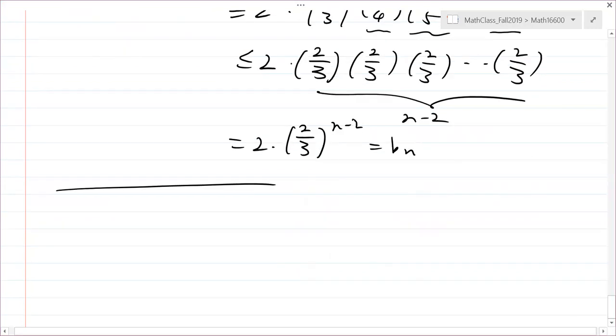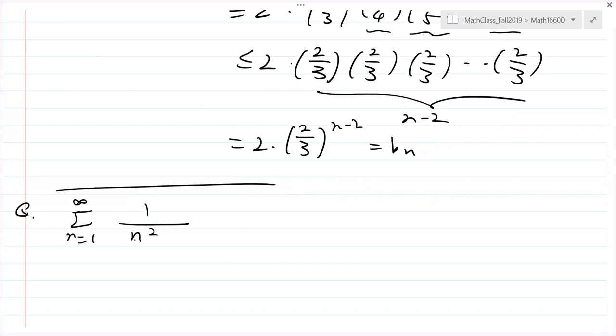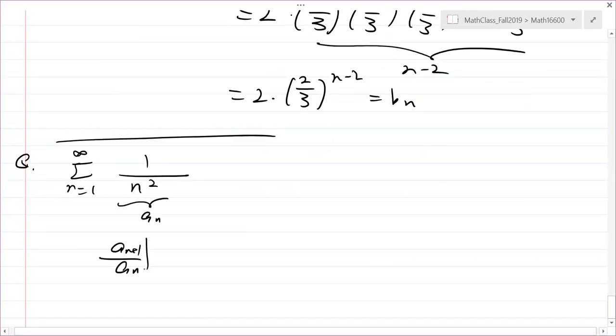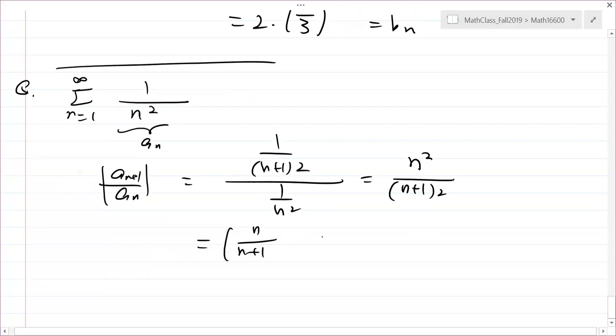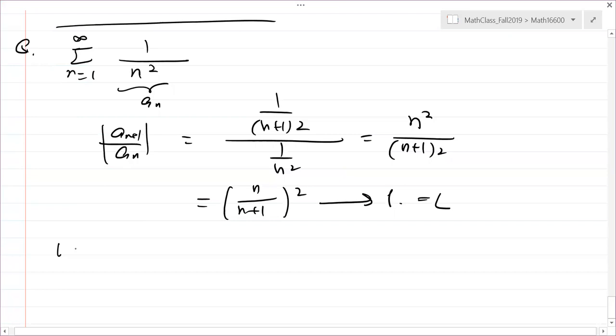But for the ratio test, you get some experience, and the ratio test is not working for the series 1 over n squared. You prove this convergence using the p-series test or the integral test, but you cannot use the ratio test. Why can't you use the ratio test? The ratio is 1 over (n plus 1) squared over 1 over n squared, and after simplifying, this is converging to 1, which is L. If L is 1, you're not able to prove it's convergent or divergent. It's inconclusive by the ratio test. We cannot apply the ratio test to prove it's convergent.